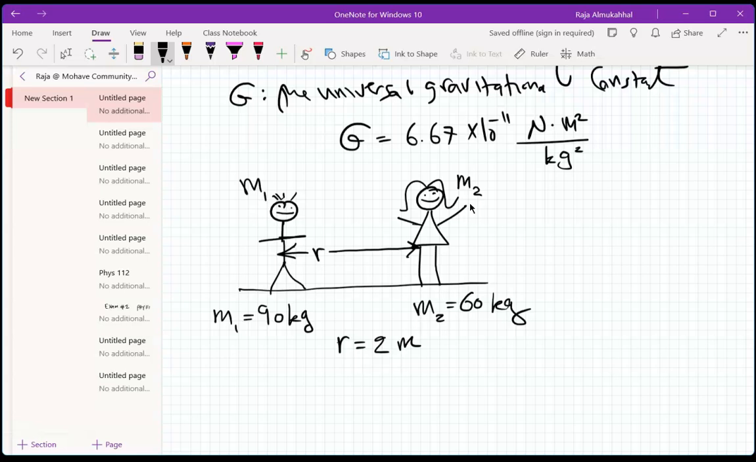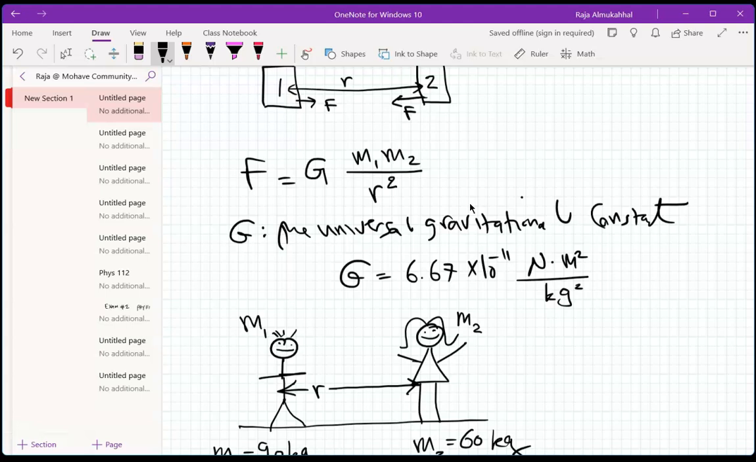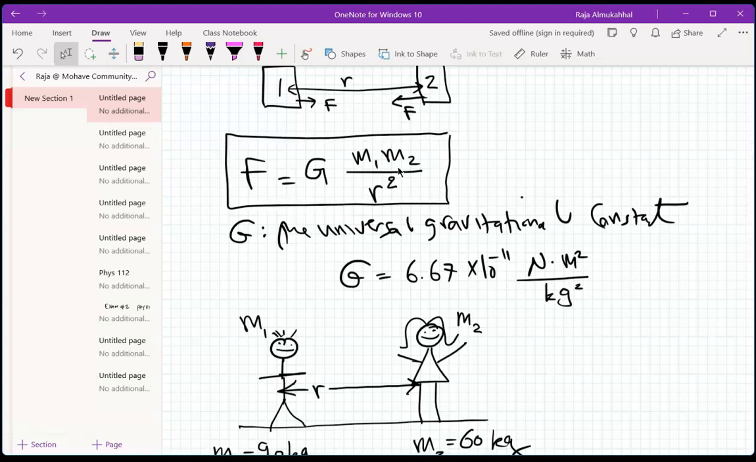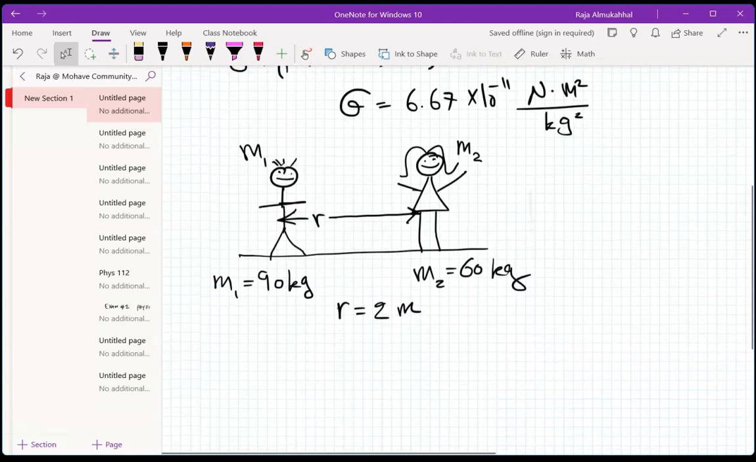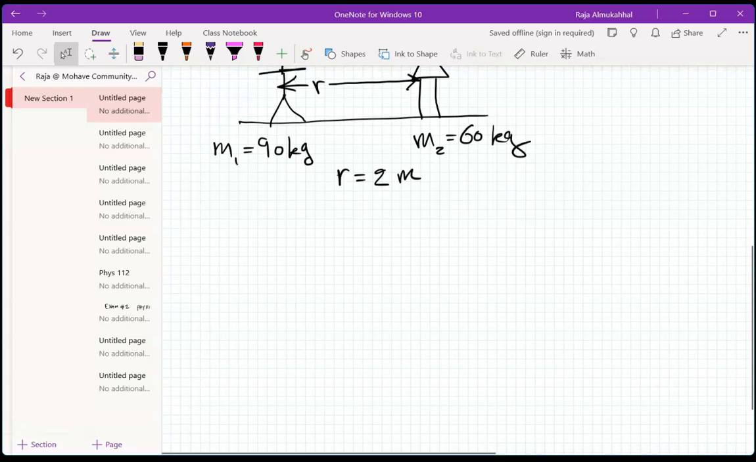According to Newton's gravitational law, this law right here, we can actually calculate the gravitational pull between the two people. In other words, there's a tendency for the two people to come together because as long as you have mass, you have gravitational pull. So we can calculate that. So let's do the calculation.